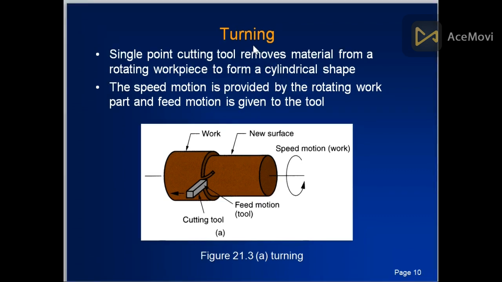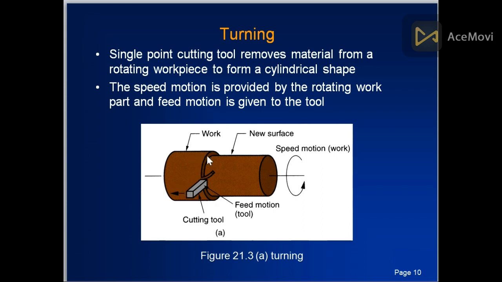Now, first we discuss turning. What is turning? Turning involves a single point cutting tool that removes material from a rotating workpiece to form a cylindrical shape. There is a limitation that the turning process can be performed only on cylindrical shapes. The speed motion is provided by rotating the work. When the work is rotated, this is known as speed, and the feed motion is given to the tool. The tool is moving with some feed. This is speed and this is feed.